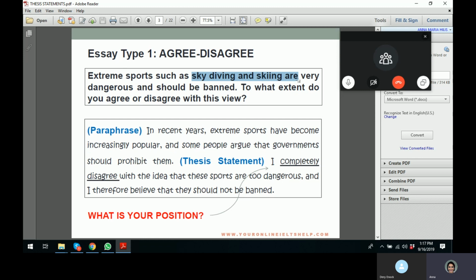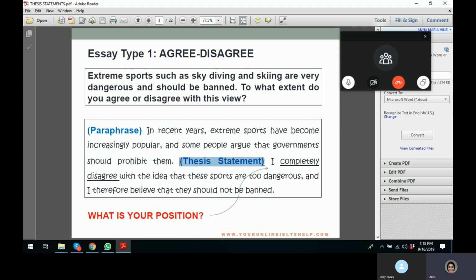Very dangerous. Where is that? Well, we all know that extreme sports are dangerous, so no need to repeat. And then the second part of the paraphrase says some people argue that governments should prohibit them. These are the two sides, right? Do you agree or do you disagree?